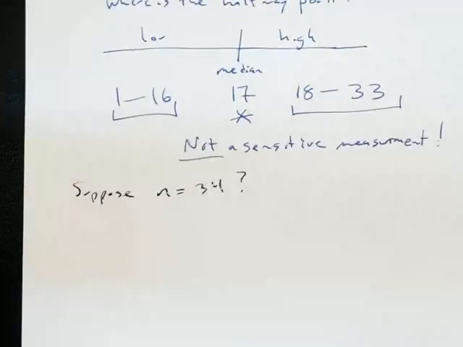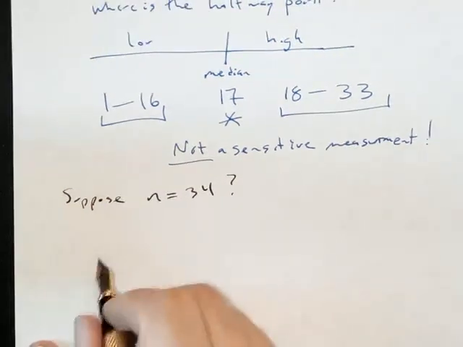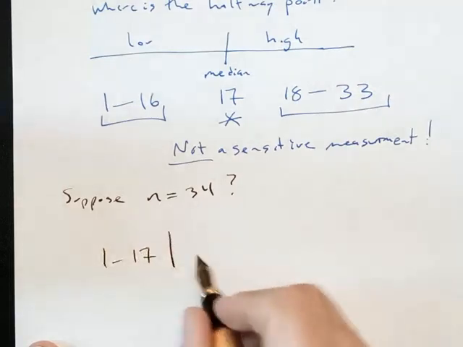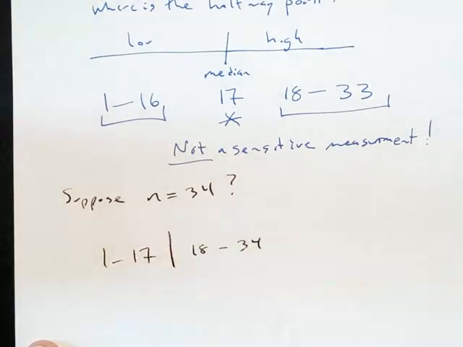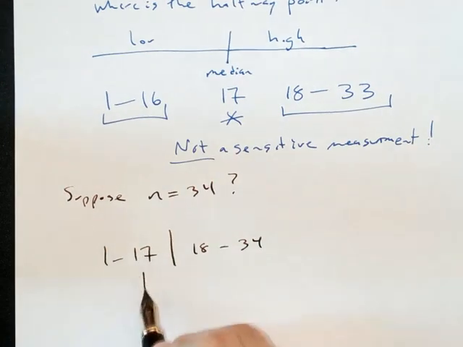Well, that would probably make it two medians, right? But somehow the middle should be involved. You should have like 1 through 17 and then 18 to 34, right? There's no number there in the middle. What I do is I take these two and I add those.